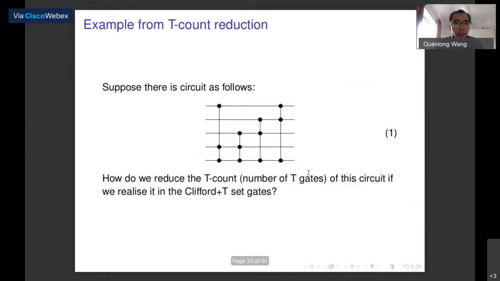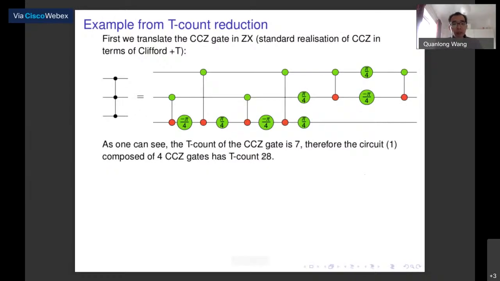And now let's take an example of how to use this calculus for T-count reduction. Let's say there is a circuit like this, with 4 CCZ gates. This gate can be realized in the Clifford plus T gate set. So how do we reduce the T count of this circuit? The idea is to first translate the CCZ gate into ZX. There is a standard realization. Now you can see that there are 7 T gates in this CCZ gate. So the whole circuit has 4 CCZ gates, and its T count is 28.